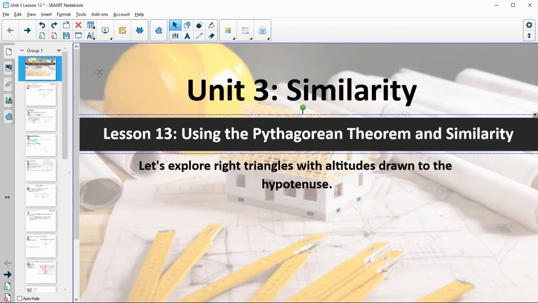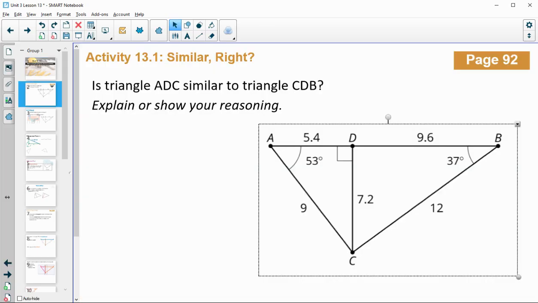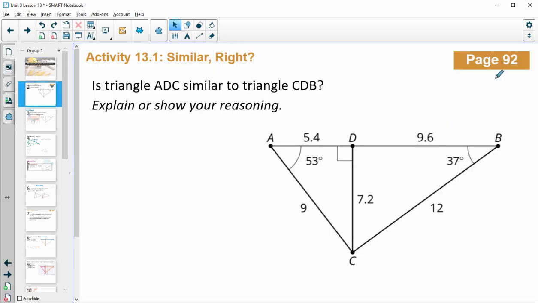In this video, we're going to look at Unit 3, Lesson 13, which is using the Pythagorean Theorem and Similarity. You can find this on page 92 or right around there in case the book numbers have changed. What we're doing in this one is looking to see: is triangle ADC similar to triangle CDB?